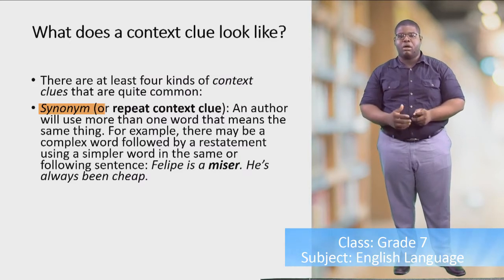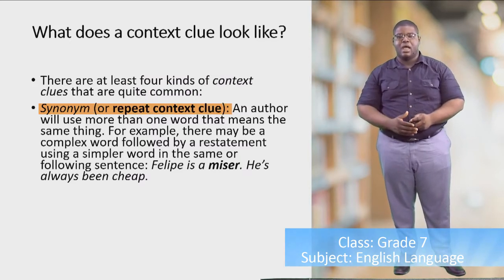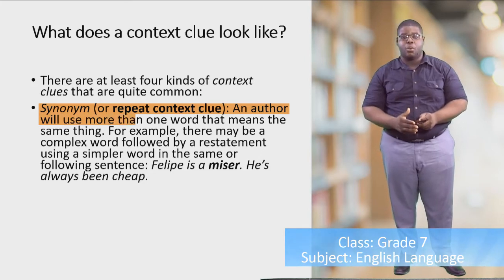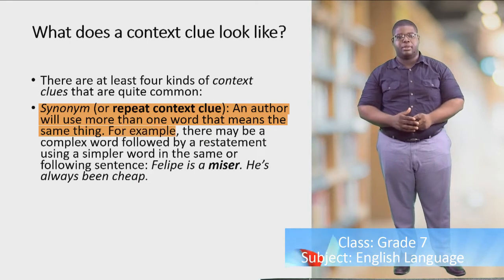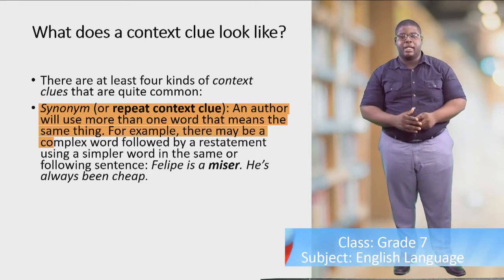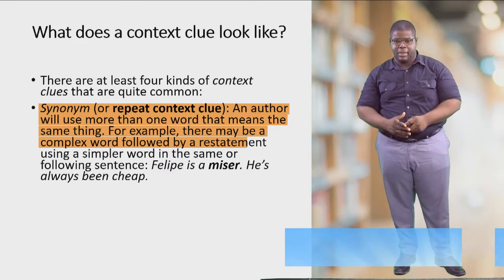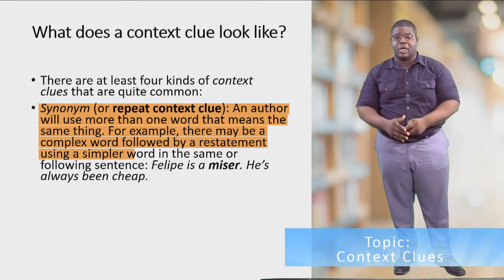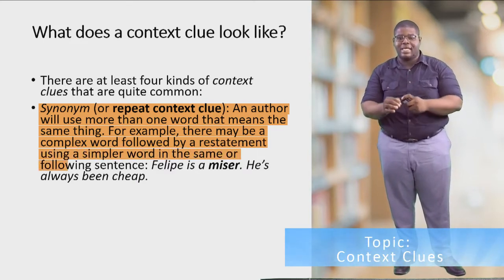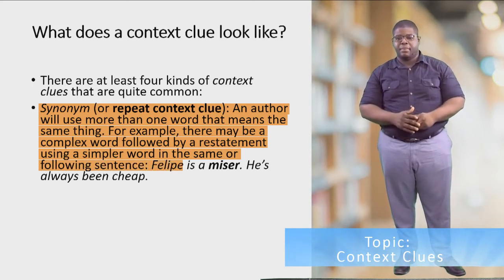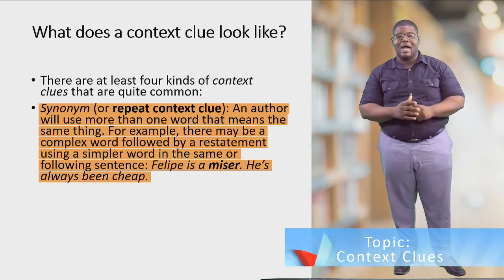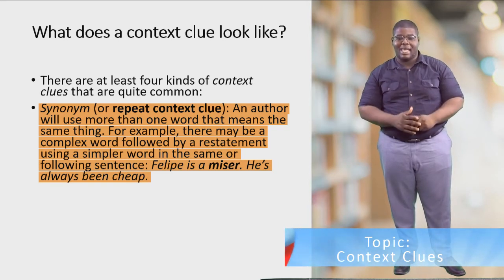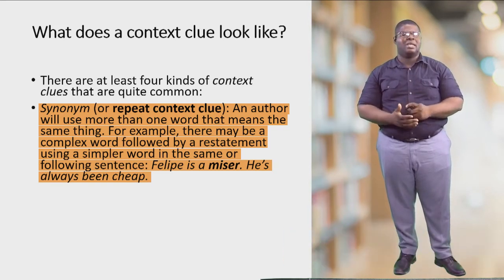Synonym, or a repeat context clue. An author will use more than one word that means the same thing. For example, there may be a complex word followed by a restatement using a simpler word in the same or following sentence. Philip is a miser. He's always been cheap.